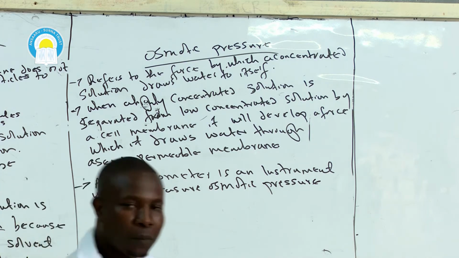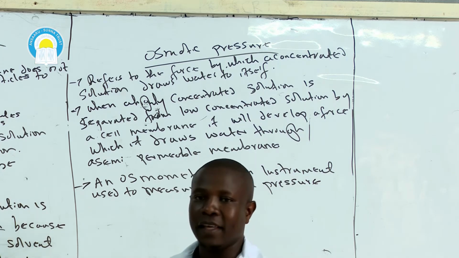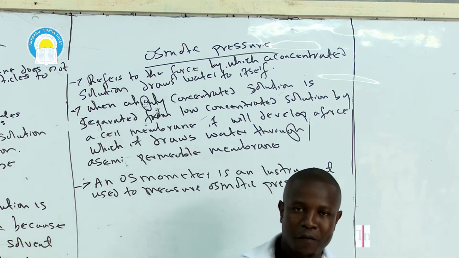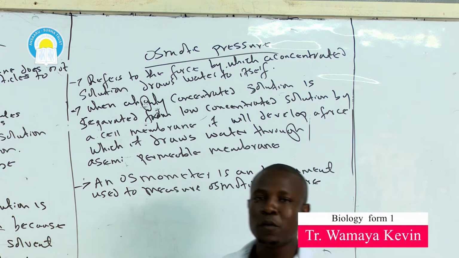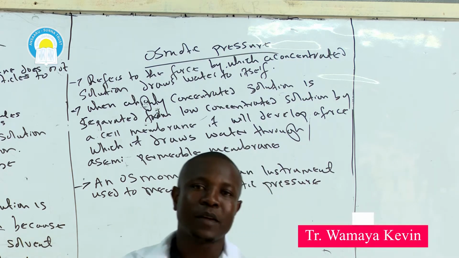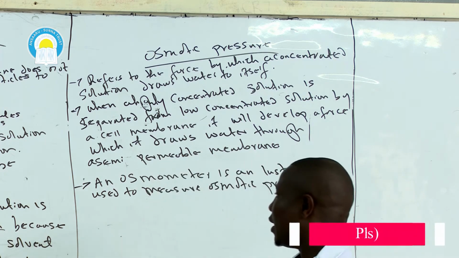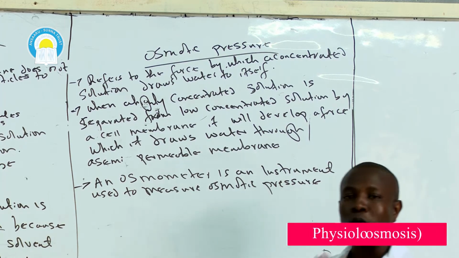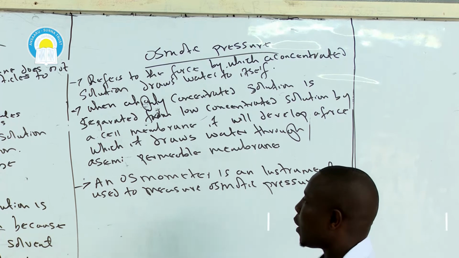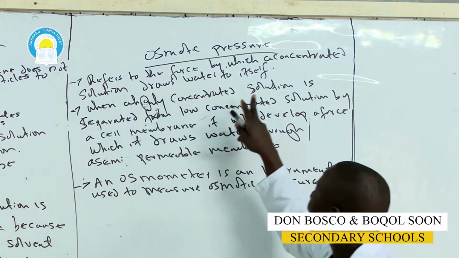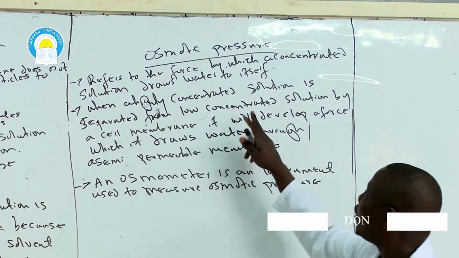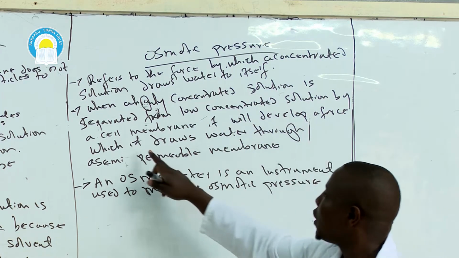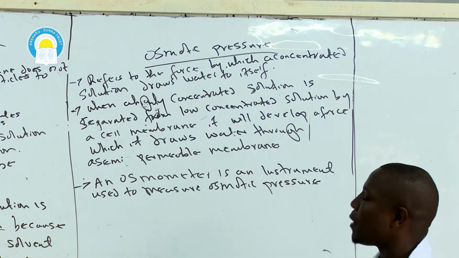Now, you place a cell. We are having two cells. One cell is placed in what? A highly concentrated solution, another one is placed in what? A lowly concentrated solution. In this regard, we are being told we have two types of what? Solution. Concentrated and low concentrated. So when you place, they have said here, when a highly concentrated solution is separated from a lowly concentrated solution by a cell membrane, it will develop a force which draws water through a semi-permeable membrane.